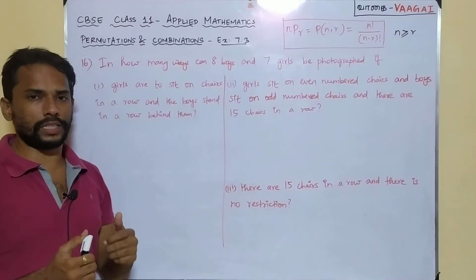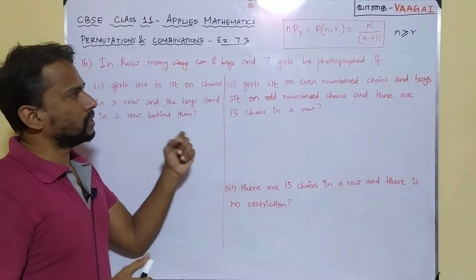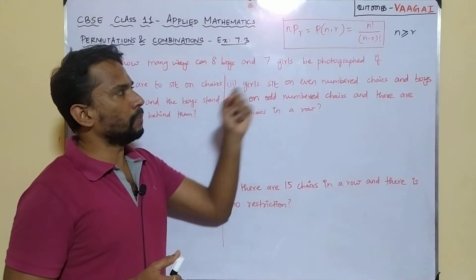We have question number 16 with us. Here, in how many ways can 8 boys and 7 girls be photographed?